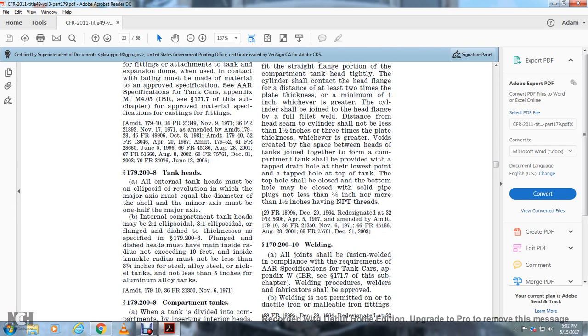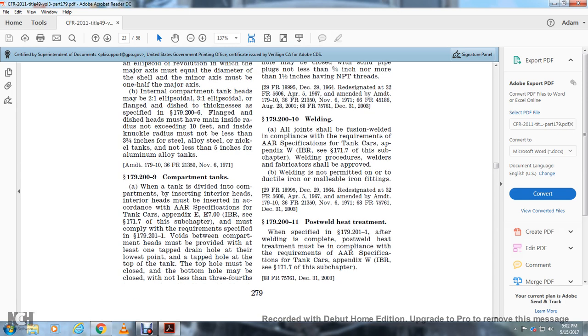179-208, head tank heads. External tank heads must be ellipsoid of revolution in which the major axis must equal the diameter of the shell. Minor axis must be 1/2 the major axis. Internal compartment tank heads may be 2 to 1 ellipsoid, 3 to 1 ellipsoid, or flanged and dished, with thickness as specified in 179-206. Flanged and dished heads must have the main inside radius not exceeding 10 feet, and the inside radius of the knuckle must not be less than 3/4 of an inch for steel, alloy or nickel, and not less than 5 inches for aluminum alloy tanks.